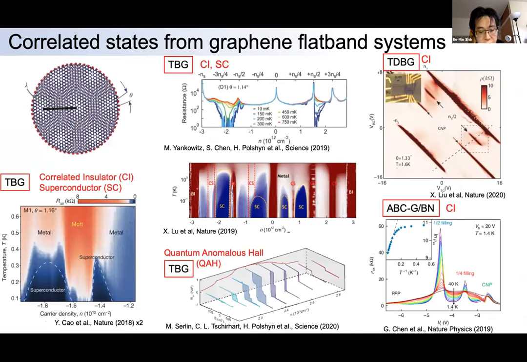Correlated states in graphene flat band systems have been studied intensively since the first discovery of correlated insulator and superconducting states in twisted bilayer graphene by Pablo's group. The system has been improved a lot, and many new results have come out this year, as we have learned a lot from this meeting, and I cannot put all the results on this slide. However, as the correlated states are sensitive to the twist angle, this system is subject to angle disorder, as clearly shown in Zedo's talk.